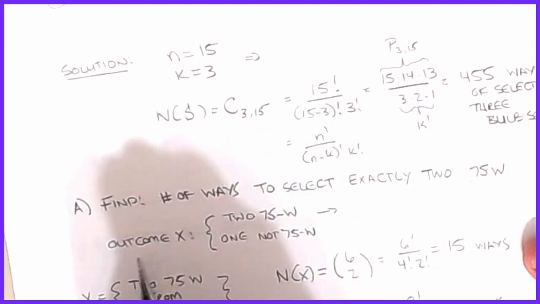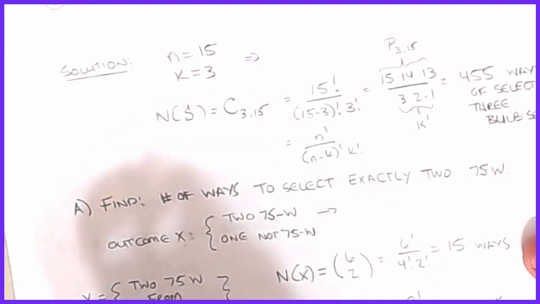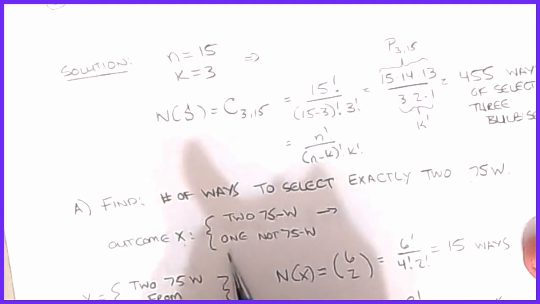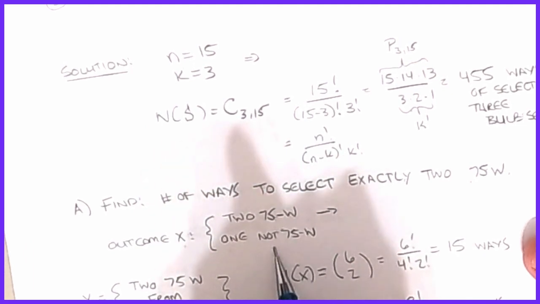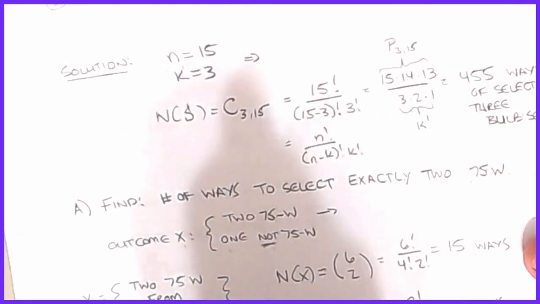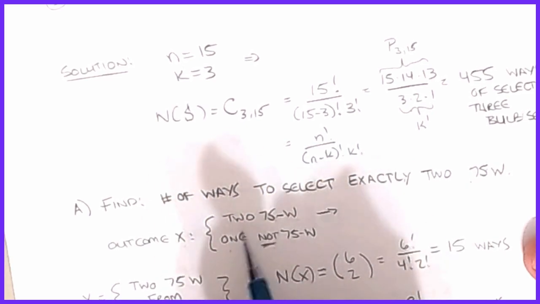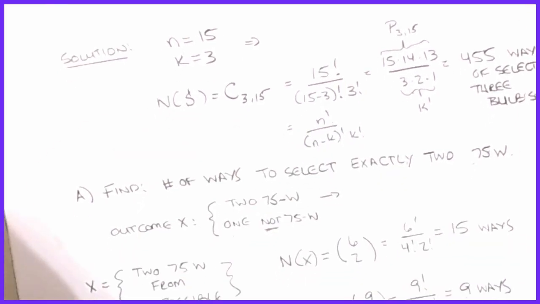So what that implies is that my outcome X is the scenario where I have 2 75-watt bulbs, and then I have the one that isn't. If you look at this, "not 75," I'm starting to see this "not" thing, so maybe that's a complement sneaking around, and we'll get to that in a second. But those are some keywords the way we set this up. This accounts for my three-bulb pull.